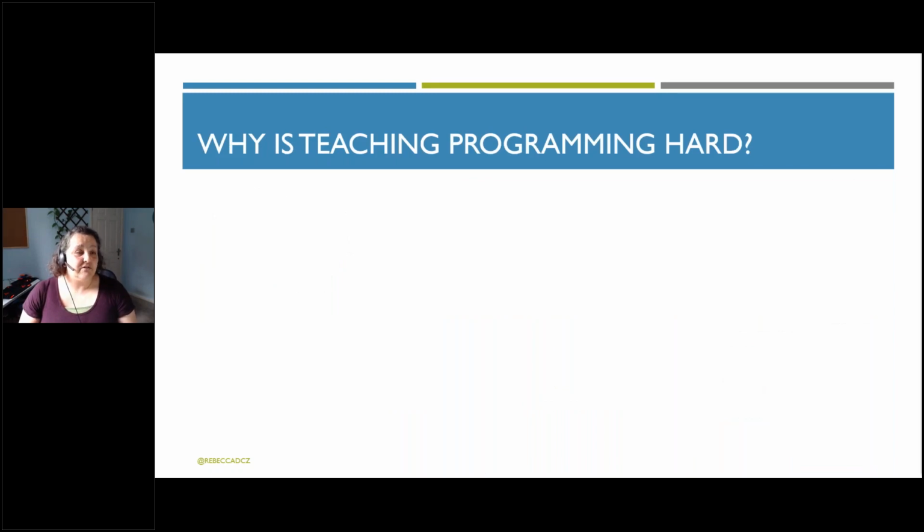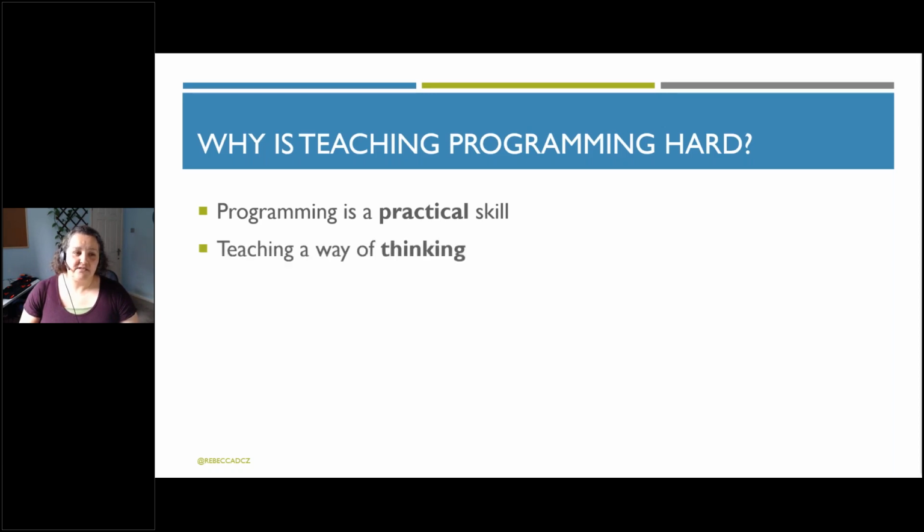So I think we would all agree that teaching and learning programming is hard, one of the hardest parts of the computer science curriculum. Why? I think one of the things is people don't realize that programming is really a practical skill. It's not something you can learn from a book. It's not something you can just read and think about. It's a practical skill. You really, really have to practice. And students find that very difficult to understand.